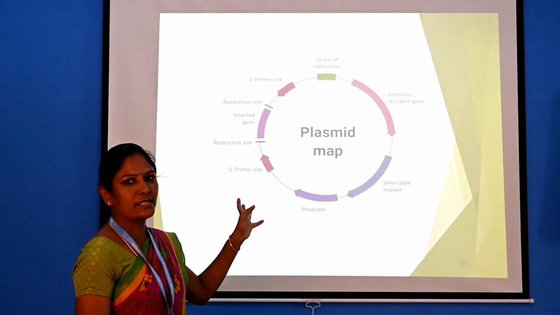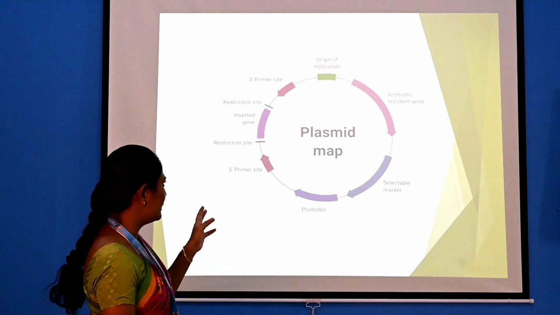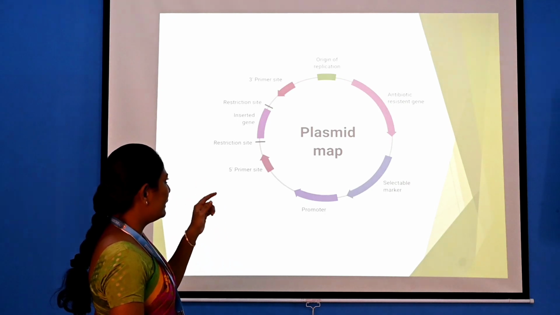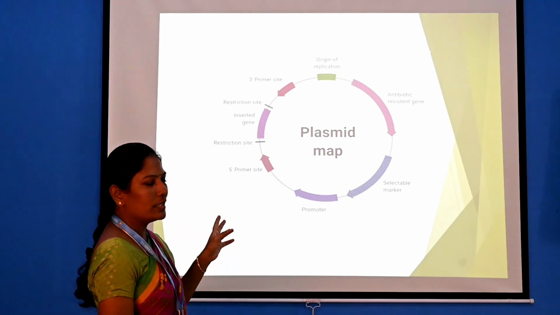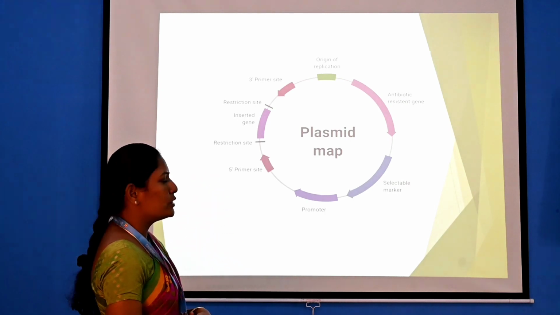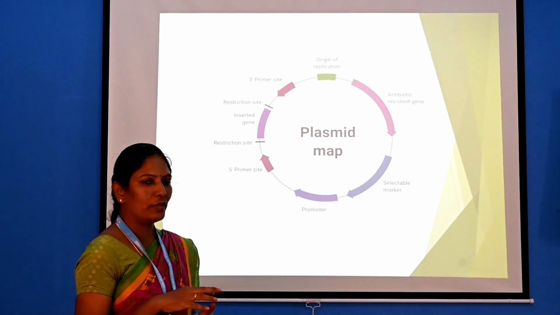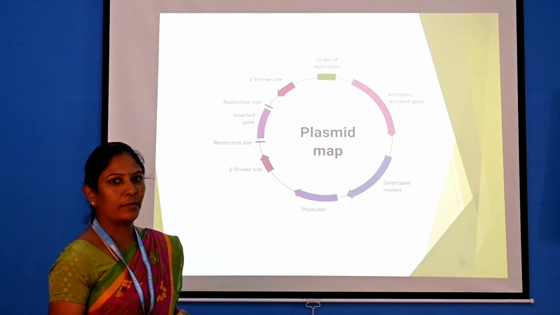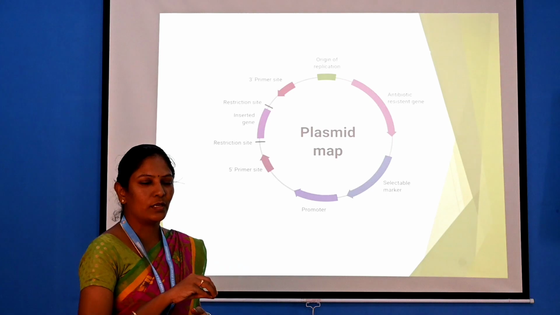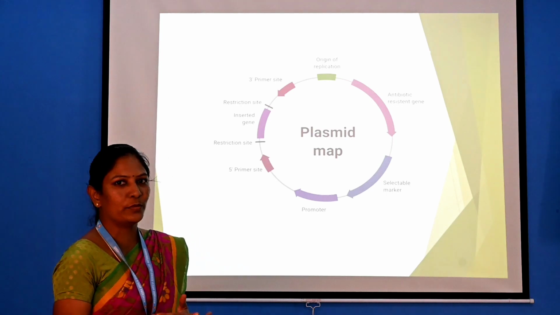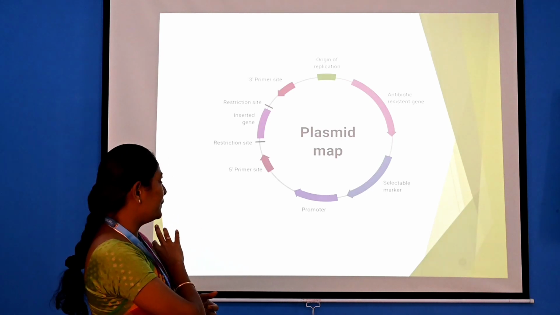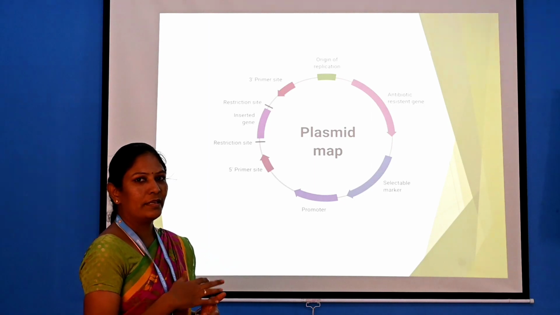So this is the typical structure of the plasmid. In this plasmid structure, we can insert these regions. The first one is the origin of replication. The origin of replication is most essential for the replication process because the plasmid is an autonomously replicating extra-chromosomal DNA. So it will not depend on anything for the replication.